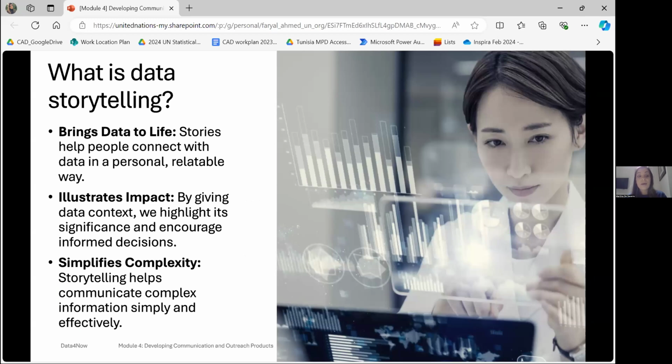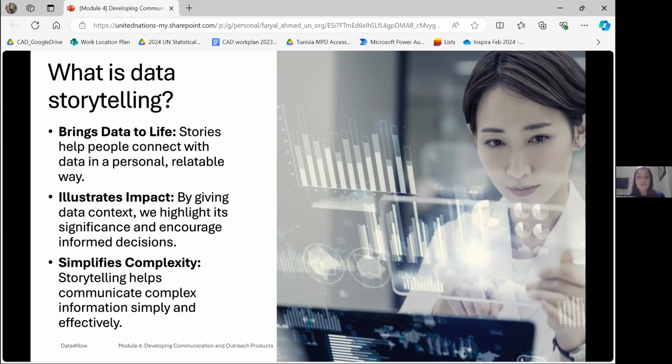So, as I said, thanks to this data storytelling process, we can help people connect with the data in a personal way, because the data storytelling process creates a bridge between the raw data, the visuals, and the human mind, the emotions. Data storytelling can also help illustrate the impact, because given the context, we enhance the significance and the importance of the data. And of course, we encourage informed decisions.